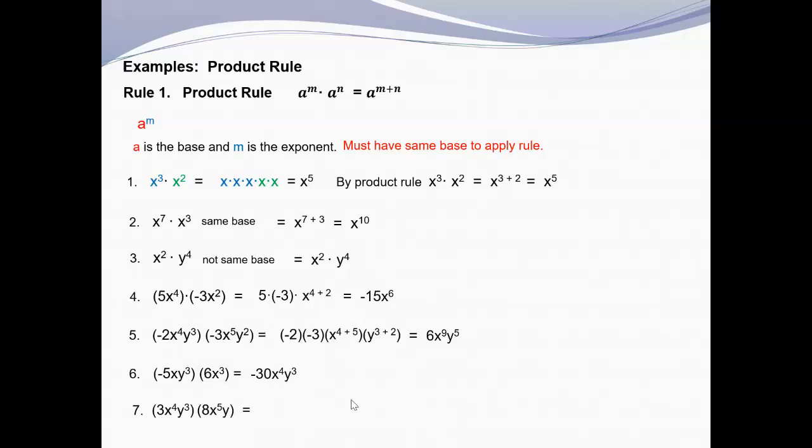Now this one, right, we're going to have 3 times 8 is 24. x to the 4th times x to the 5th is x to the 9th. And next, y cubed times y will be y to the 4th. There's your answer, 24x to the 9, y to the 4th.